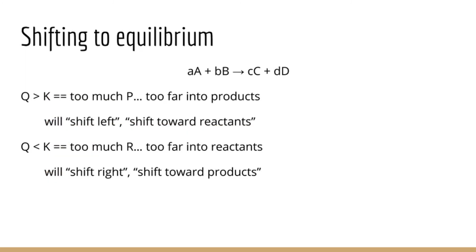You can have something that wants to be on the left-hand side, but it's too far to the left. Or it wants to be on the right-hand side, but it's too far to the right. Even then, it'll shift toward the middle. All right. So now that we've talked a little bit about Q and K, let's move on to.